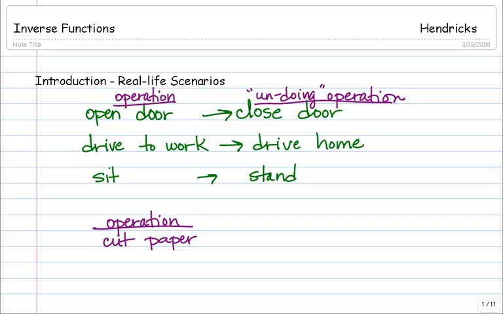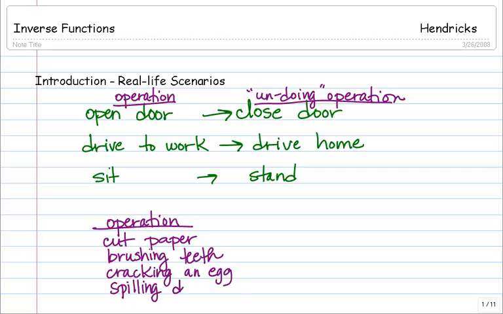Or cut your hair, right? What about brushing your teeth? Can you undo brushing your teeth? No. Or cracking an egg? Or spilling your Diet Coke? Right? These operations cannot be undone.